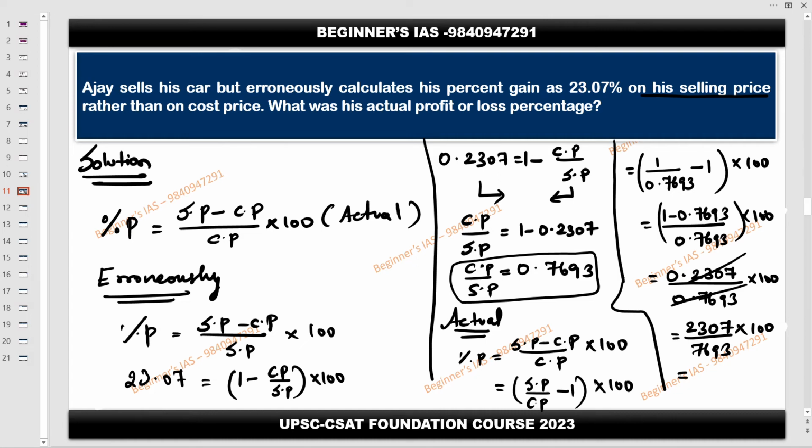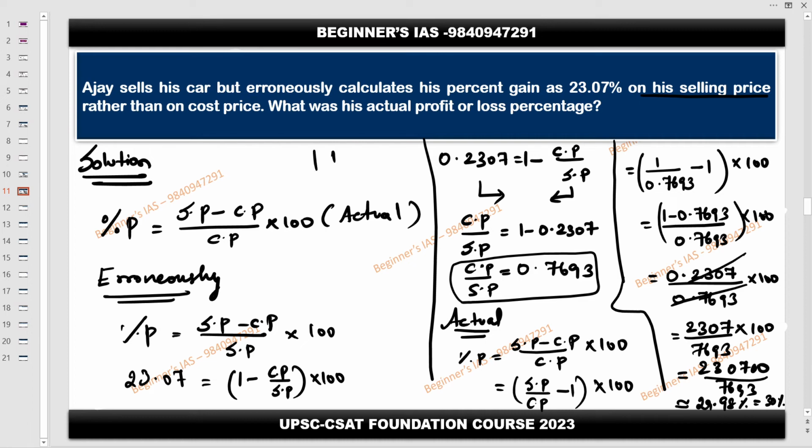Let me complete this one. Sir, 29.98, sir. 2307 by 7693, approximate answer 29.98. So just you rounded this off to 30%. Understood? Yes or no? This kind of percent, if the decimals keep on moving, then you have to take the rounded off number only. So in your option, if you are getting 30%, then take it as 30%. Understood?